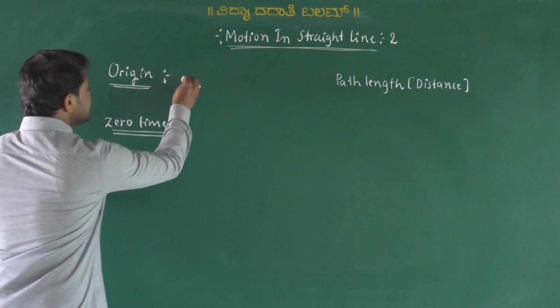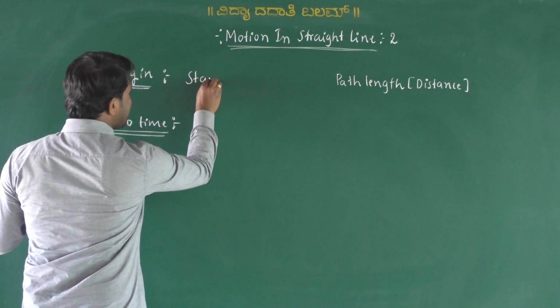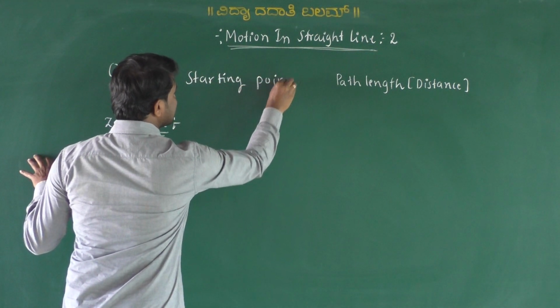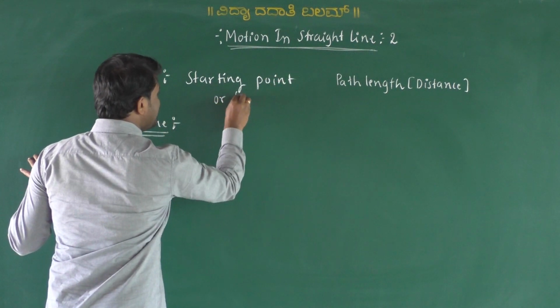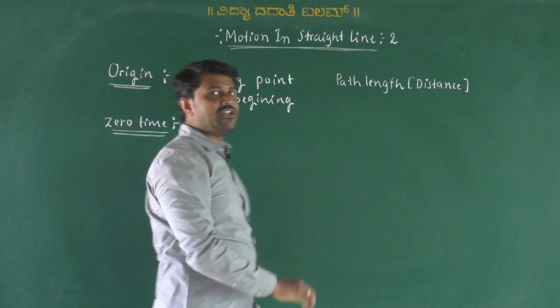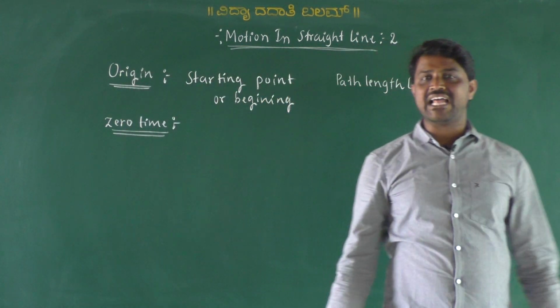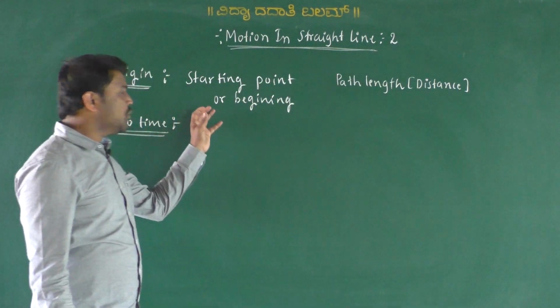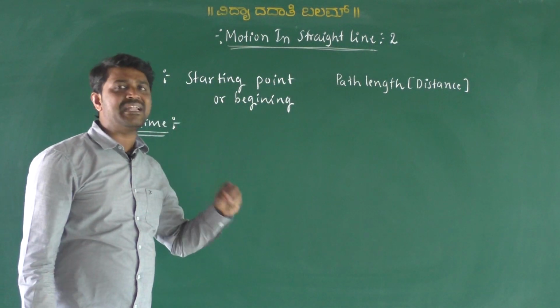So the starting point or beginning point of a particle or an object is said to be the origin. But origin is one thing, the very beginning point.